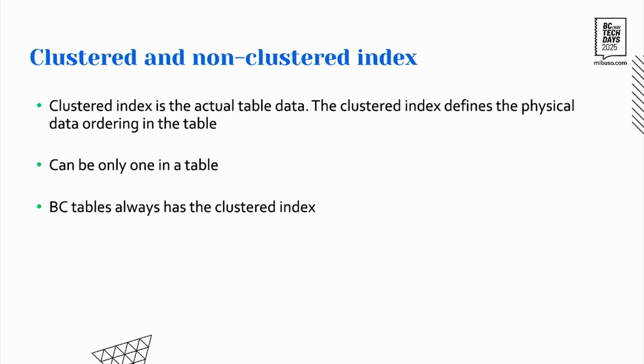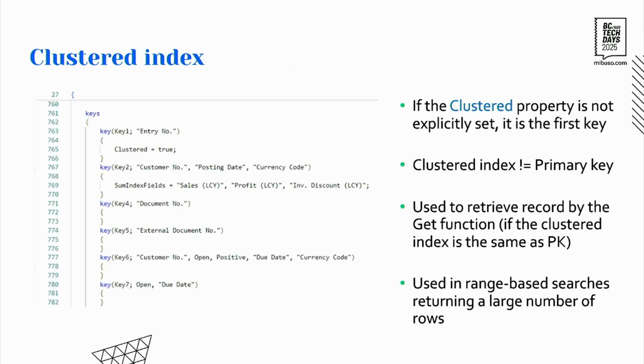So in Business Central, there is always only one clustered index. There must be one, and of course, there can be no more than one. The clustered index is the one that has the property Clustered set to true, usually, although it's not a mandatory property. We can omit it. And in this case, if we don't specify this property, or even if we explicitly set Clustered to false in every key, then by default the first key in the list will be the clustered index.